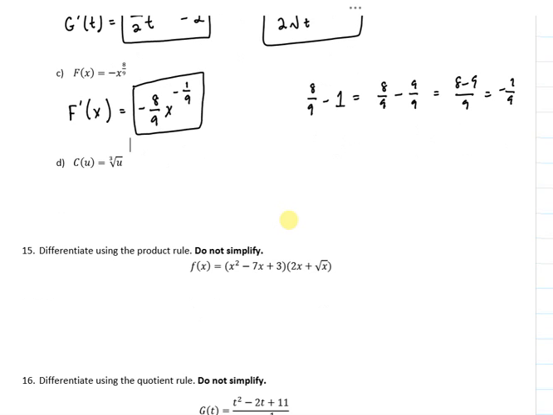For part D, we have the cube root of u. That's the same as u to the 1/3. So c prime of u is going to be 1/3 u to the negative 2/3.